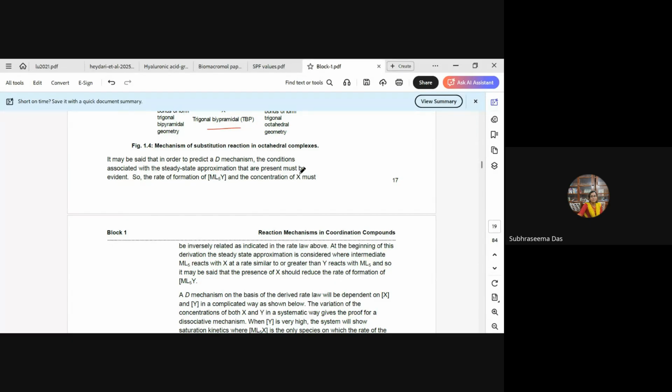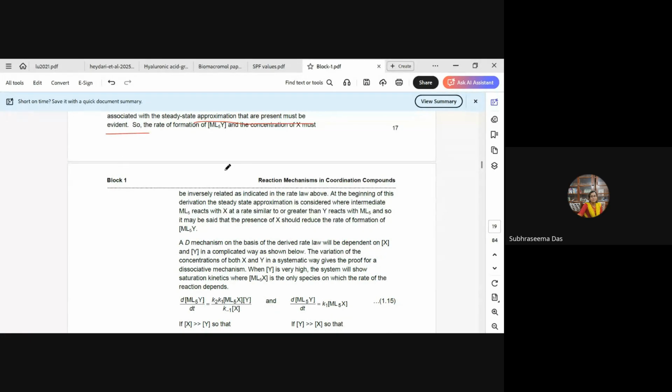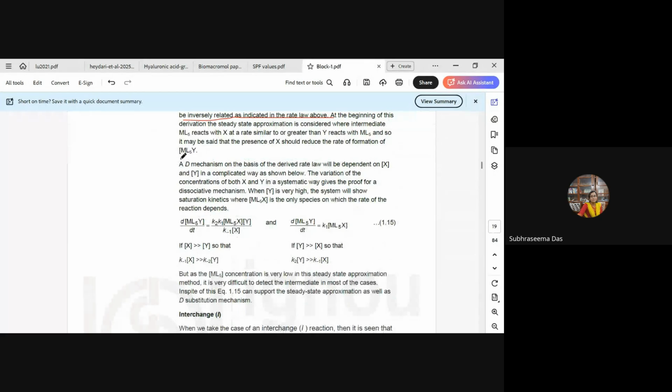So it may be said that in order to predict a D mechanism, that is the dissociative mechanism, the conditions associated with the steady state approximation must also be shown. The rate of formation of ML5Y and the concentration of X, that is the ligand that goes away, must be inversely related, as indicated in the rate law. So a D mechanism, on the basis of the derived rate law, will depend on X and Y in a complicated way. Here it has been shown.